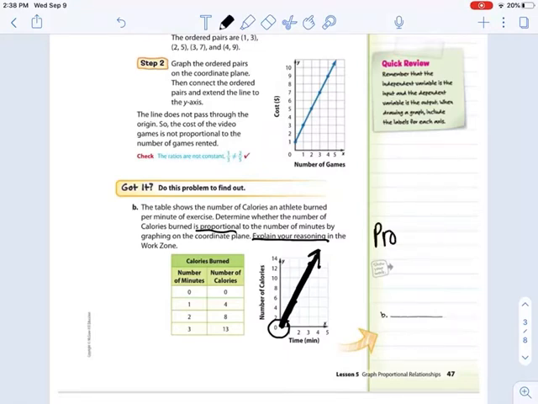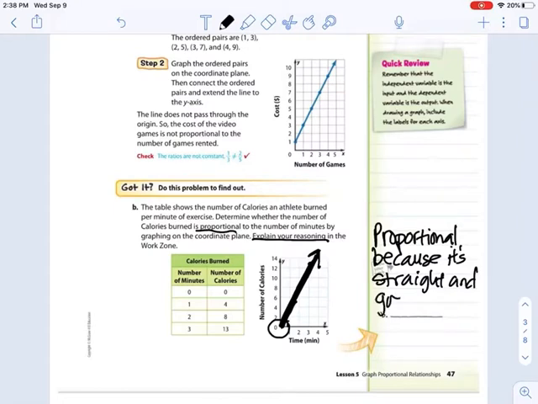So we're going to say proportional because it's straight and goes through the origin. Okay, so we're just checking for those things.